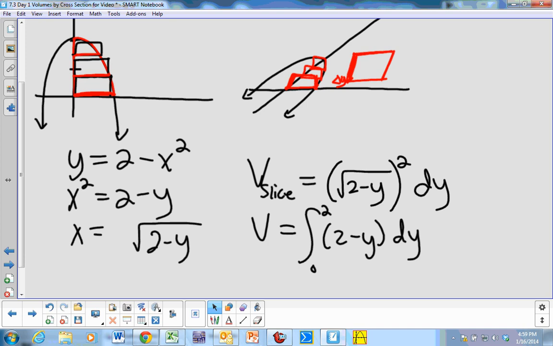So this is the first look that we have at volume. This is very different than what it will be when we revolve things, a little bit different, but this is a very typical AP question, so be sure that you understand the basic concept.